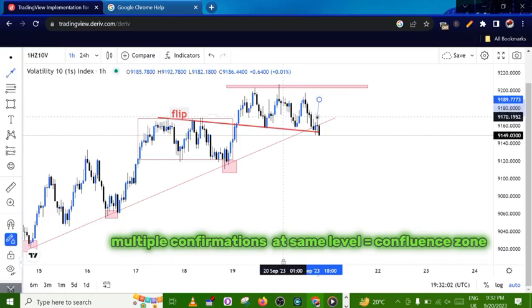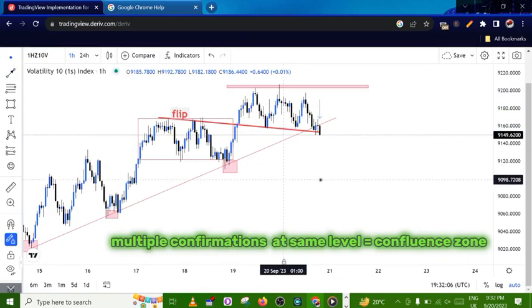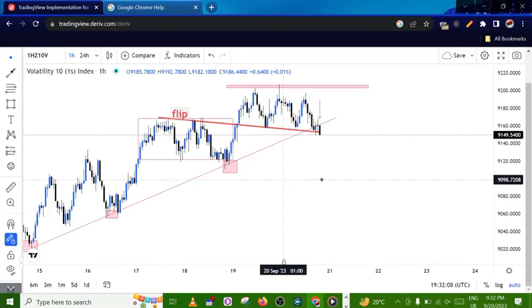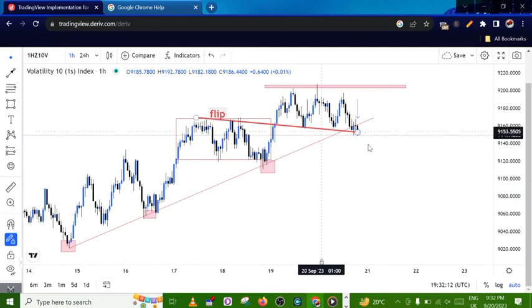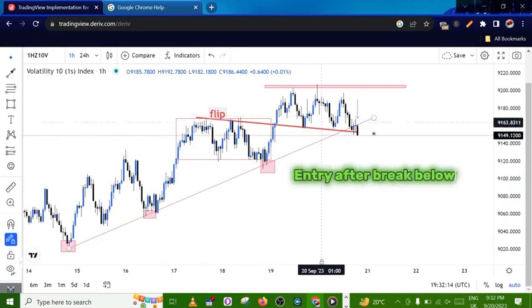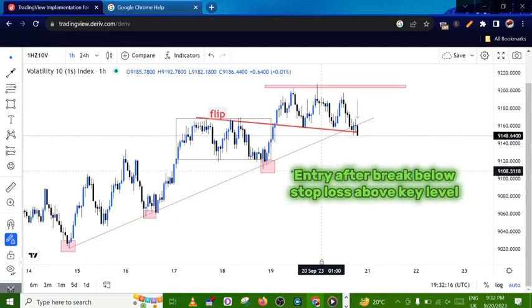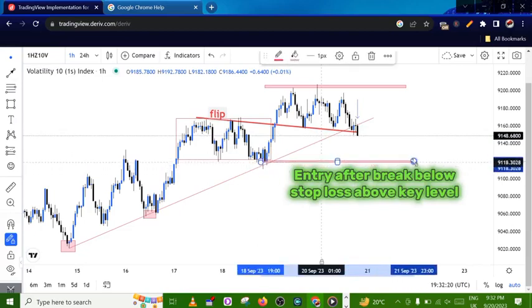This is our confluence zone, and at the confluence zone, of course, you're expecting that either price is going to bounce and go in the upward direction, or it's going to break and continue in the downside rally. As you can see, it seems like price is breaking this certain confluence zone, and once price breaks this zone, our nearest target will be this area here.